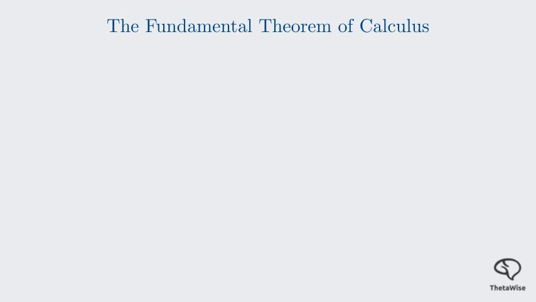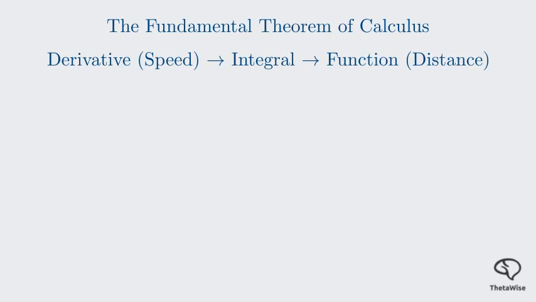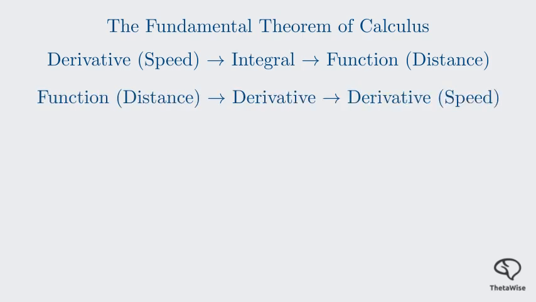To illustrate, imagine you know your car's speedometer reading at every instant in time. That's a derivative. By integrating that instantaneous velocity, you can reconstruct the exact odometer reading or the total distance you've traveled. You're starting from the rate of change and working backward to the total. The reverse is also true. If you know your total distance traveled as a function of time, you can differentiate it to find your instantaneous speed at any moment. You're taking the total and working forward to find the rate of change.